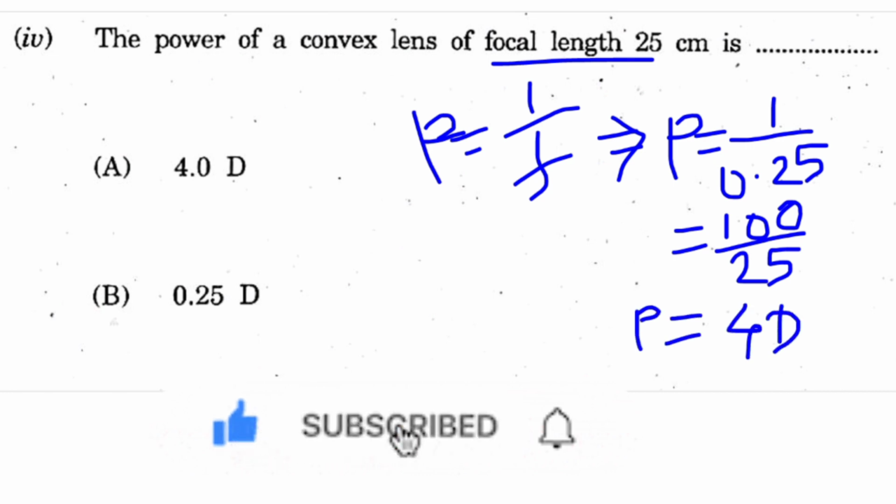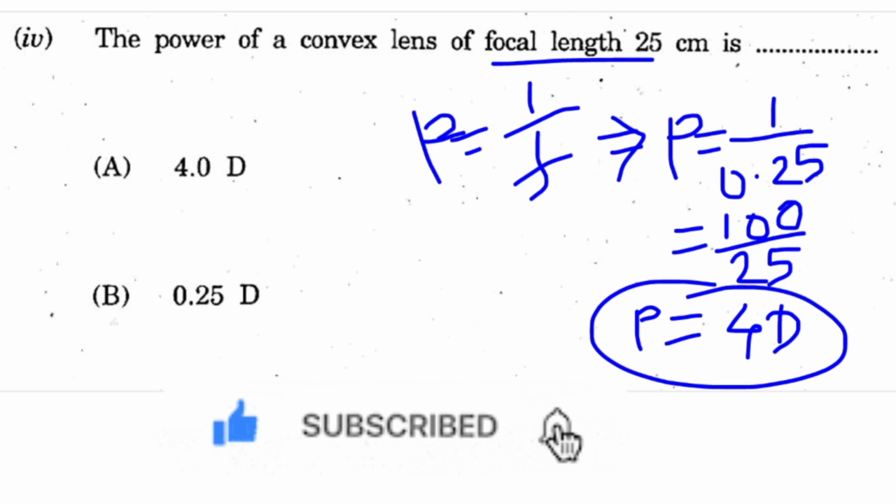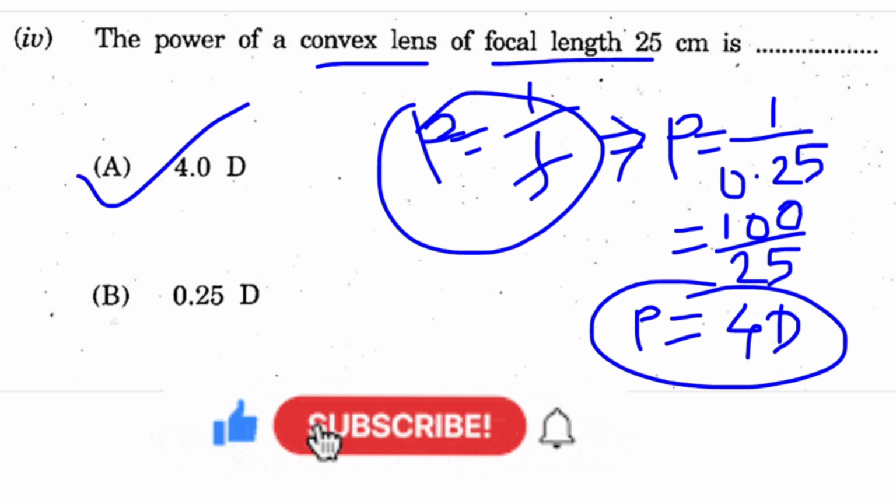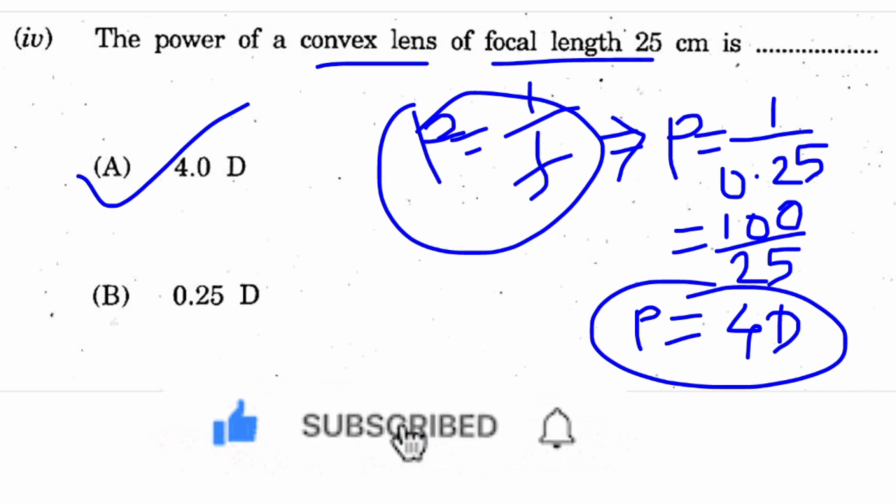So what will be the power? 4 diopter. Now power should be positive because it is a convex lens. So option A will be the correct answer. There is no need to go for the other options, because if we know the formula P equals 1 upon F directly, and do the calculation correctly, we get that answer directly. So option A is the correct answer here.